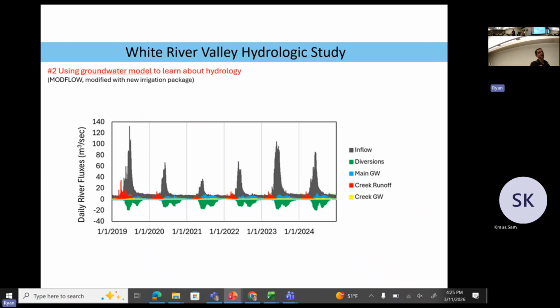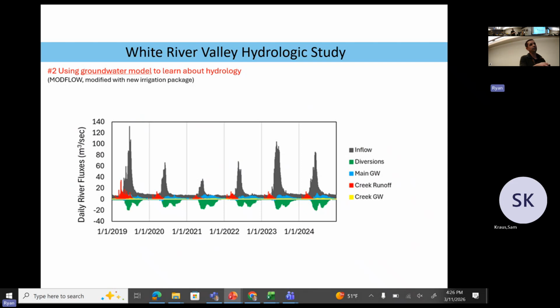So here's what the model is giving from 2019 to 2024. This is after calibration, and this is just looking at the daily river fluxes. So what is affecting the White River on each day. This gray is just inflow coming from upstream at the USGS gauge. Green is diversions. So notice how each year there are 2 diversions. That's because they're cutting hay and then they do another diversion set. So each year you have 2 diversion times.